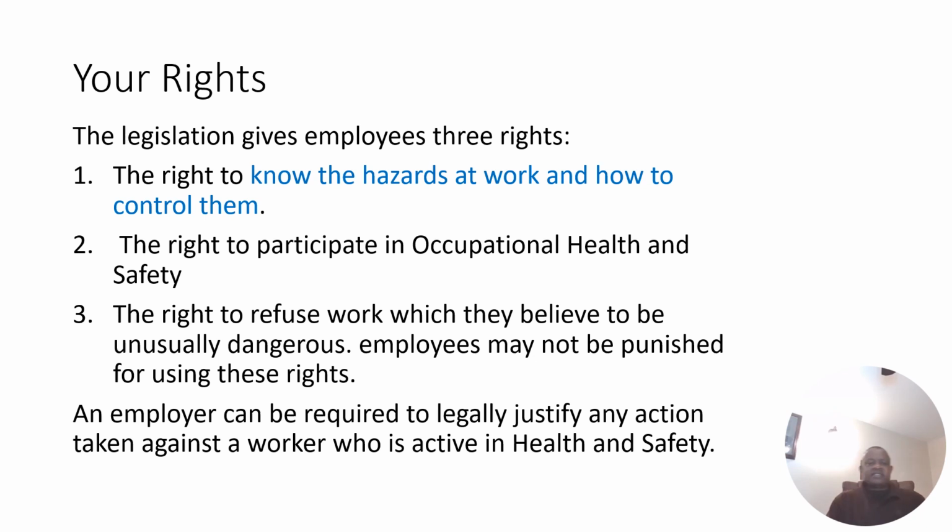Then you must also understand your rights. The legislation gives employees 3 rights. The right to know the hazards at work and how to control them. You remember we spoke about the legislation, which is the Occupational Safety and Health Act 2007. The right to participate in occupational health and safety, and then the right to refuse work, which they believe to be usually dangerous. Employees may not be punished for using these rights. An employer can be required to legally justify any action taken against a worker who is active in health and safety. So 3 rights, your rights. You may also need to write them down, your rights.